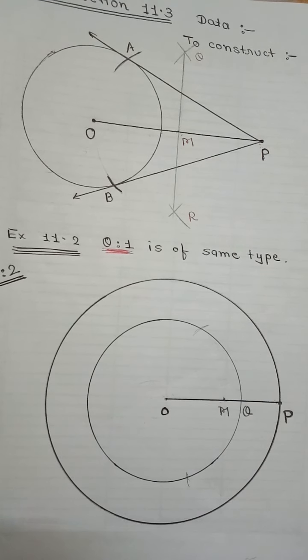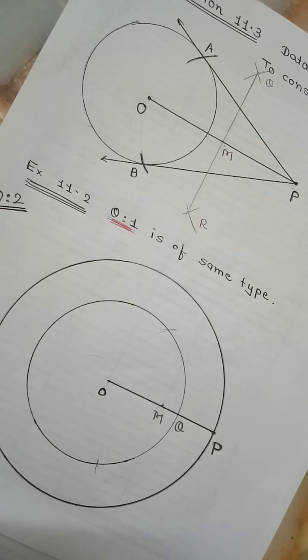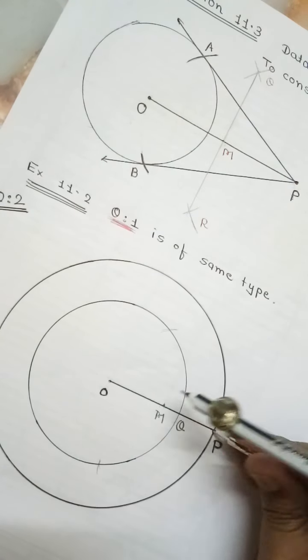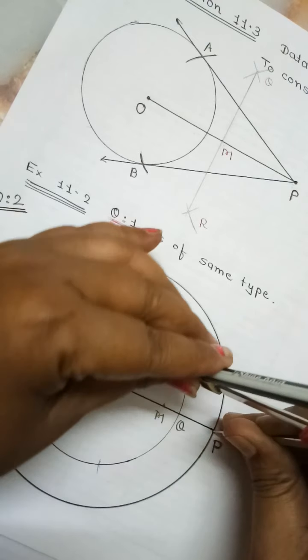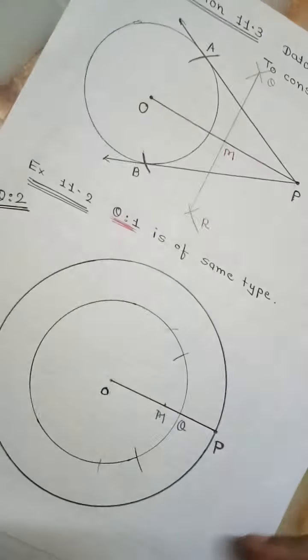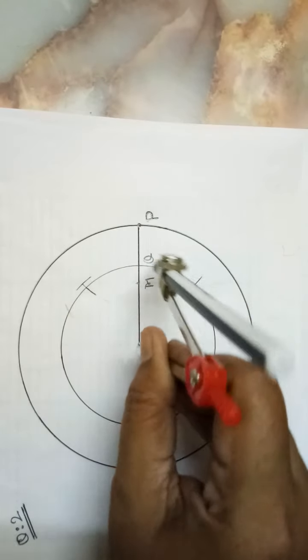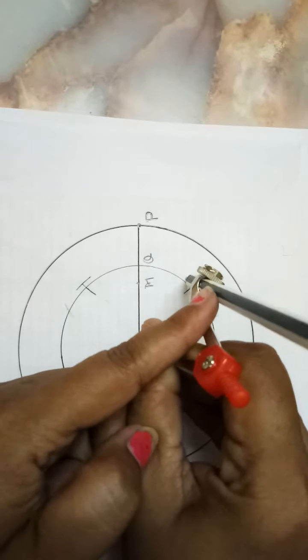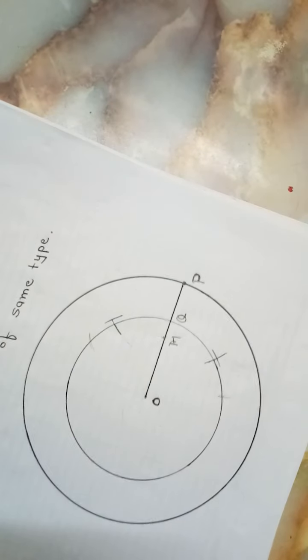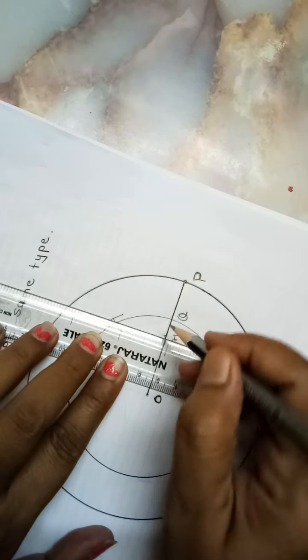Now let us draw. First of all what to do? First of all draw perpendicular bisector of PO. So take more than half distance and give an arc upside, and similar way give an arc downside. First I have taken from P, now I will take from O. So give arc here and here also. Now join this, it is perpendicular bisector. Now if I join it, oh, it is exactly same M point.